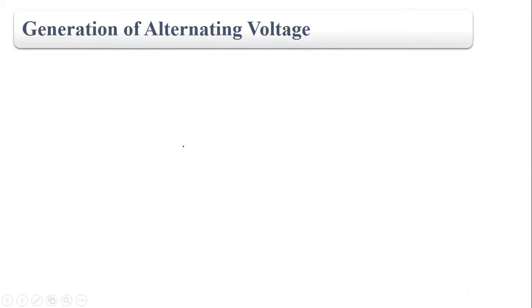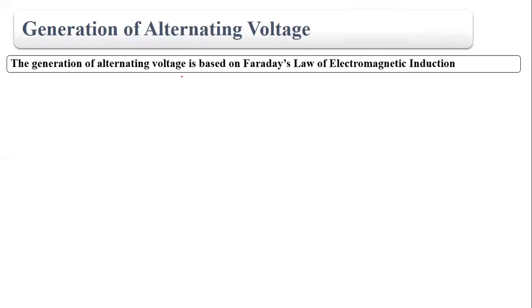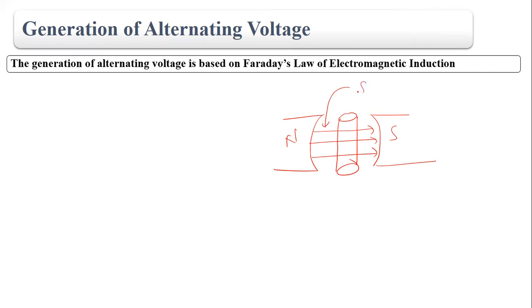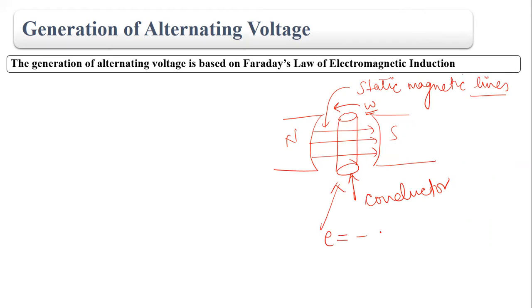Now let us come to the most important part of this lecture, which is the generation of alternating voltage. How is the alternating voltage generated? Basically, the generation of any alternating signal is based on Faraday's law of electromagnetic induction. Faraday says that if you have a conductor placed in some magnetic field, and this magnetic field is stationary, and this conductor is rotated with a certain angular velocity in a fixed direction with constant angular velocity, then this conductor will have an EMF induced over it, which is given by minus d phi by dt, right?